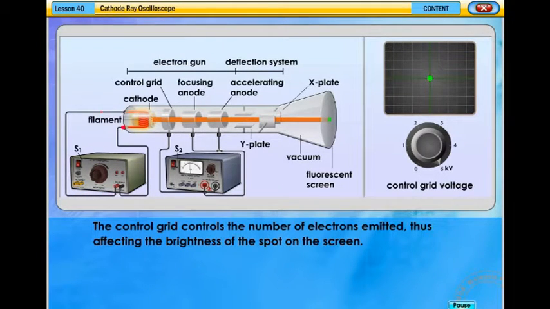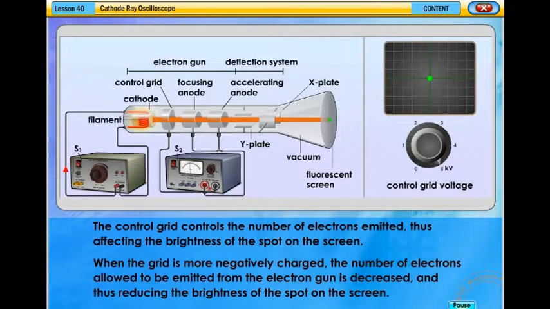The control grid controls the number of electrons emitted, thus affecting the brightness of the spot on the screen. When the grid is more negatively charged, the number of electrons allowed to be emitted from the electron gun is decreased, and thus reducing the brightness of the spot on the screen.